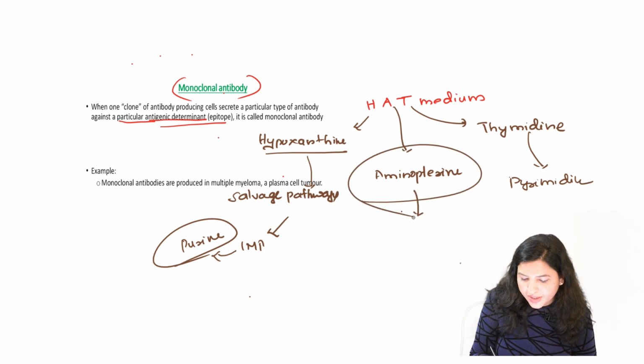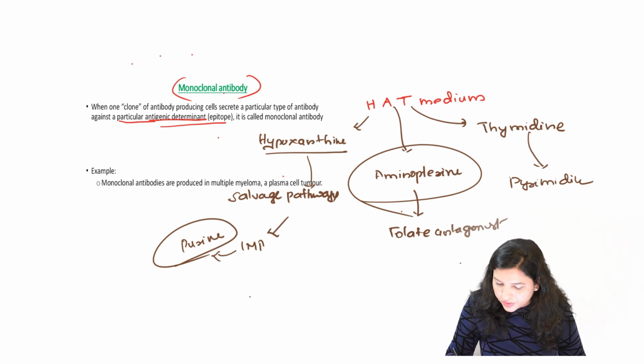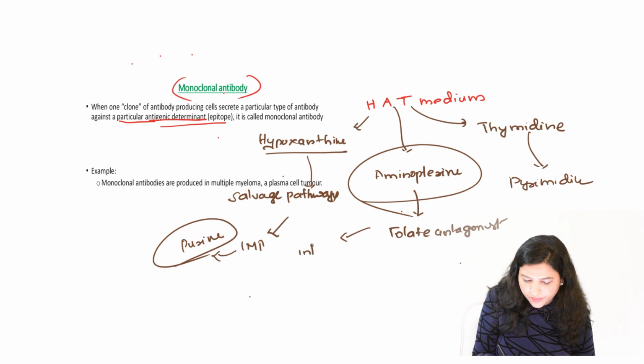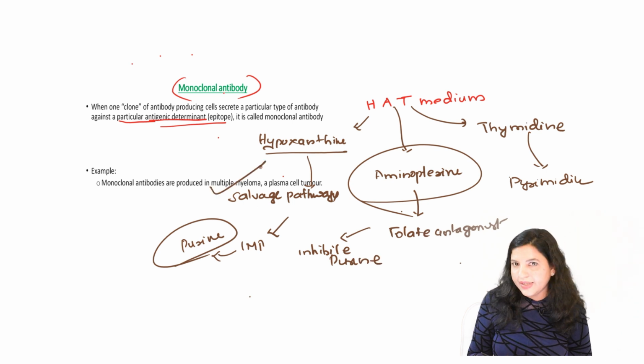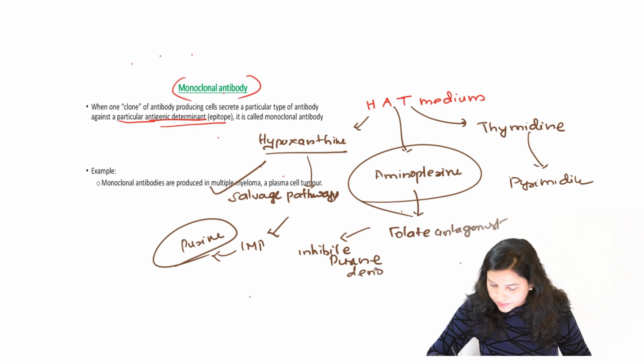Aminopterin is a folate antagonist. So what will happen if the folate antagonist is present here? This will inhibit purine de novo synthesis. So the salvage pathway can take place, but not purine de novo synthesis.